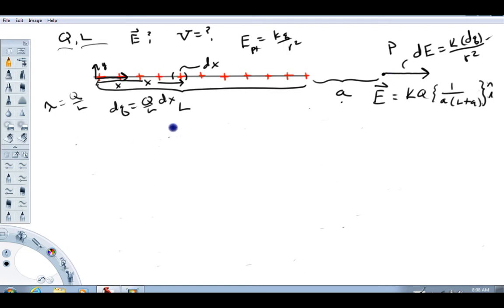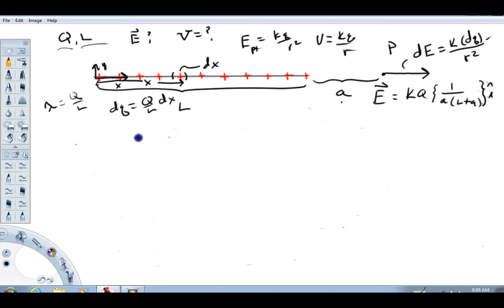So for starters, the electric potential due to a point charge can be written KQ over R. So the Q is the same. We already found that. The Q for our point charge here we could call dQ, which is equal to Q over L dx. The R is the same as it is before. The R is the distance from the chunk to the point. That's that distance right there. We already know that's equal to L plus A minus X. So we can just start moving forward with the calculation.